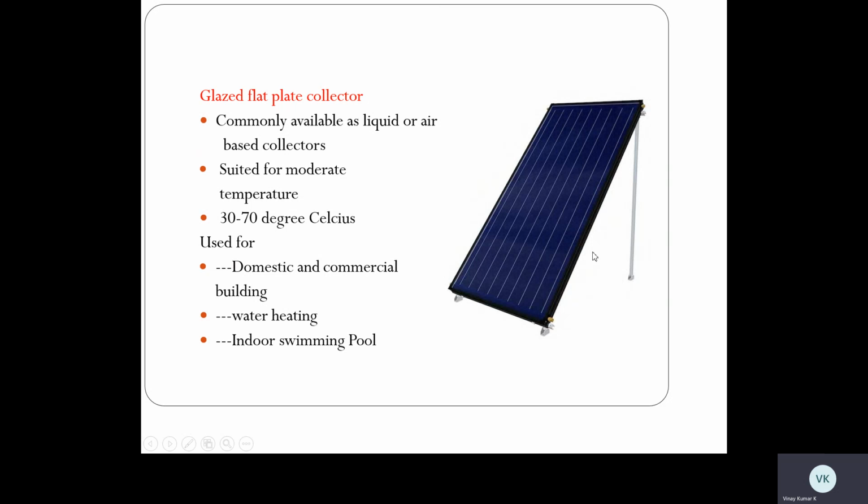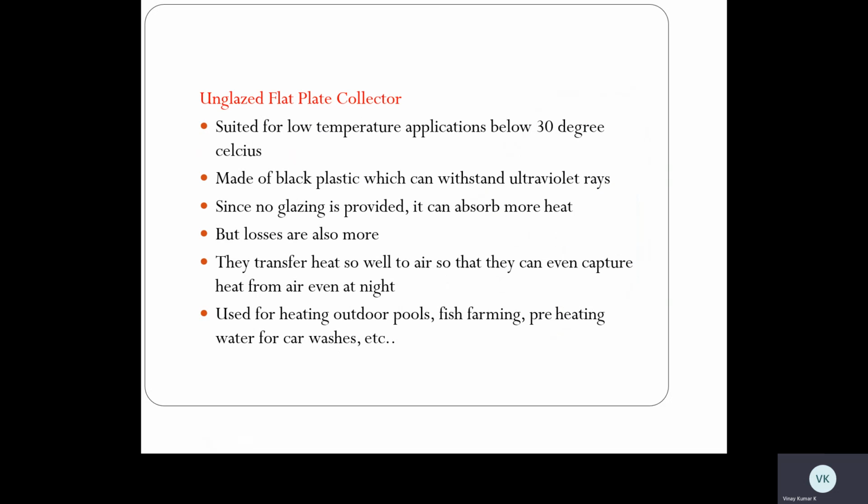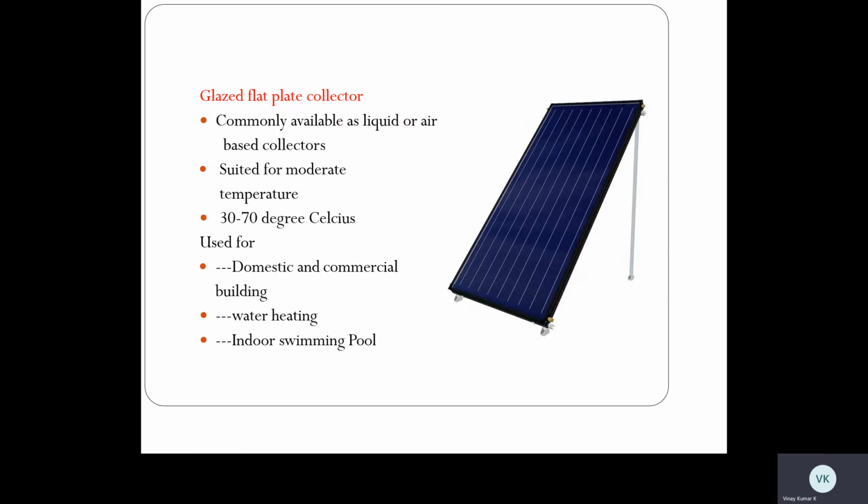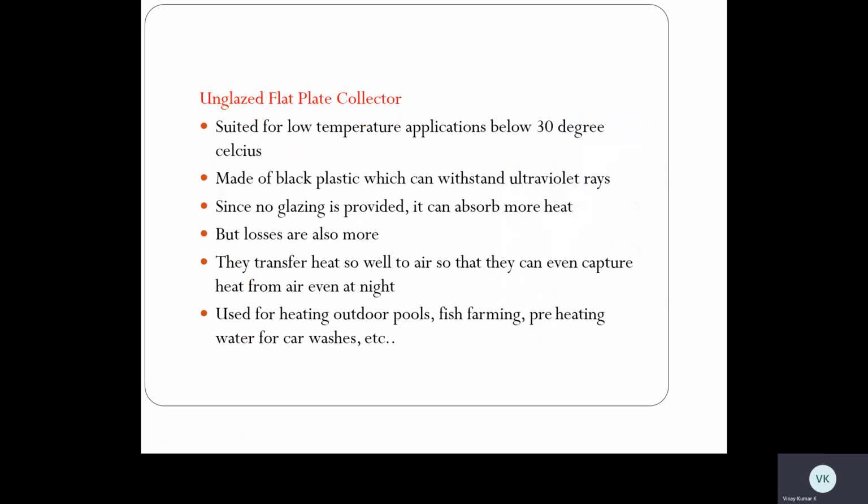This is just a representation. You people have most commonly observed these on our rooftops, solar water heaters. You can see these kinds of glazed flat plate collectors. In unglazed flat plate collectors, how does it differ? These are suited for low temperature applications, below 30 degrees Celsius. The glazed flat plate collectors are normally used for 30 to 70 degrees Celsius, but unglazed flat plate collectors are best suited for temperatures below 30 degrees Celsius.